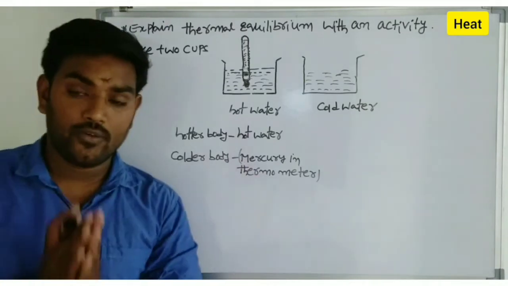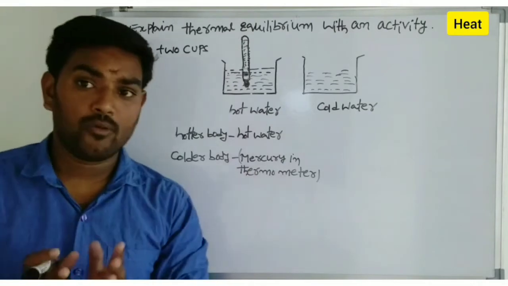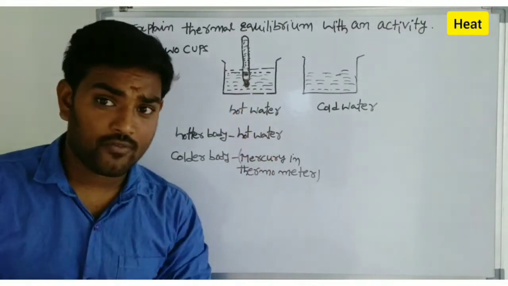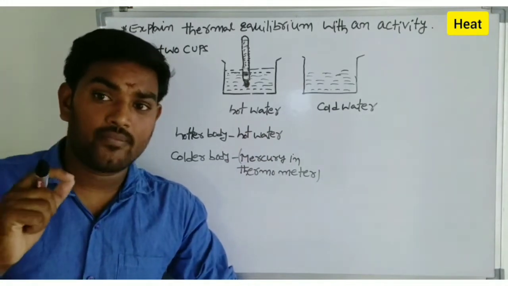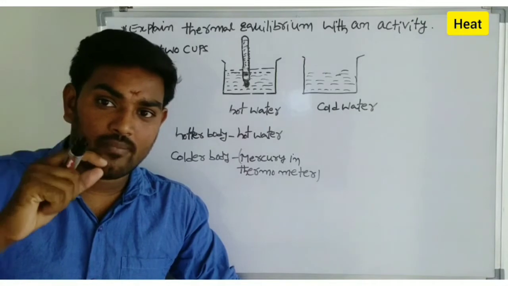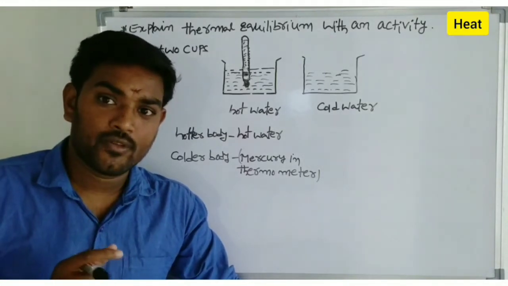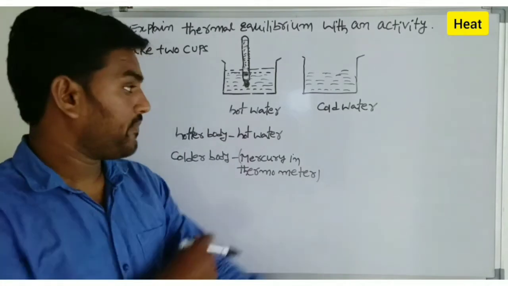Take two cups and fill one of them with hot water and another with cold water. Take a laboratory thermometer and put it in hot water. Observe the mercury level of the thermometer. The mercury level of the thermometer rises from its initial position due to heat transfer from the hotter body to the colder body.